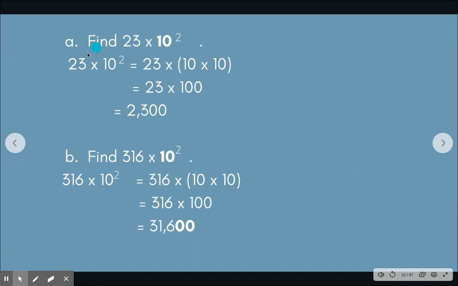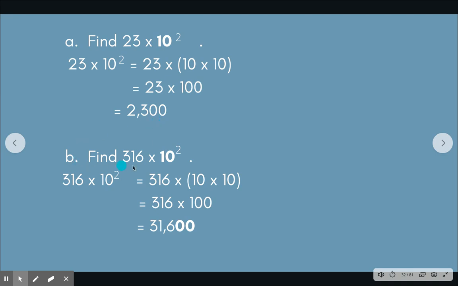So, part A, find 23 times 10 squared. 23 times 10 squared is the same as 23 times 10 times 10. Remember, when you're solving, you want to solve things that are in the parentheses together. Okay, so 10 times 10 we know equals 100. So what we do is we have 23 times 10 times 10. On the next line, we simplify it to say 23 times 100 equals 2,300. You can read that number either way.